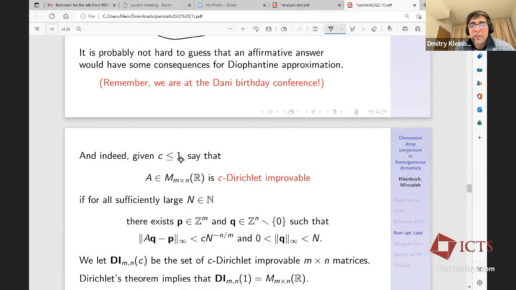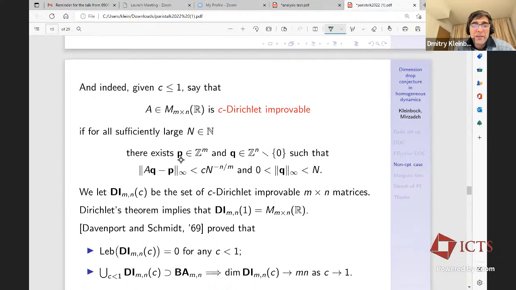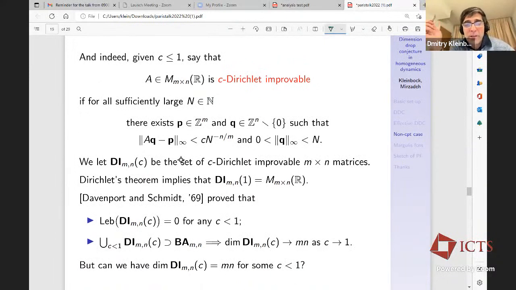So what is known, first of all, is Dirichlet's theorem gives you c equal to 1. Then everything is fine. But then Davenport and Schmidt actually proved that if you replace this 1 by c strictly less than 1, you get Lebesgue measure 0. And they also proved that it still is a big set, because the union of these over all c less than 1 contains badly approximable matrices. So in particular, dimension goes to mn as c goes to 1. This is the same situation as we had in dynamics, and you can ask the same question. Can you have full dimension of these Dirichlet improvable matrices for some m and n?